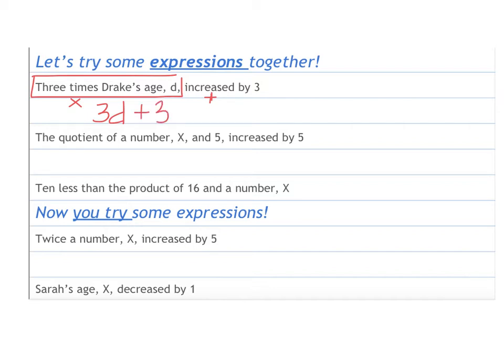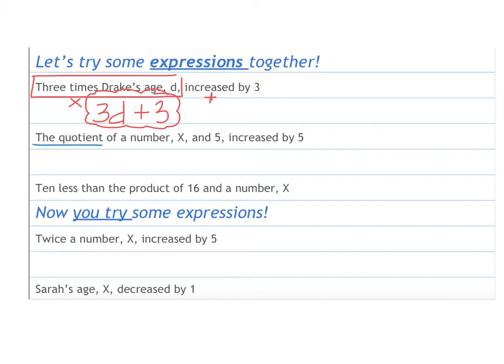Whatever I'm told Drake's age is, I'm then able to multiply that times 3 and add 3 to get my solution. But right now, I don't know what Drake's age is, so we just leave it as 3D plus 3, since it's an expression. The next one: the quotient of a number x and 5 increased by 5.